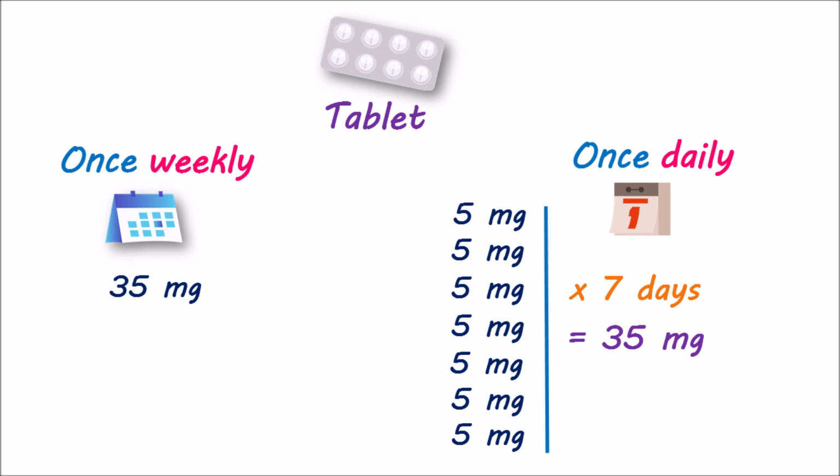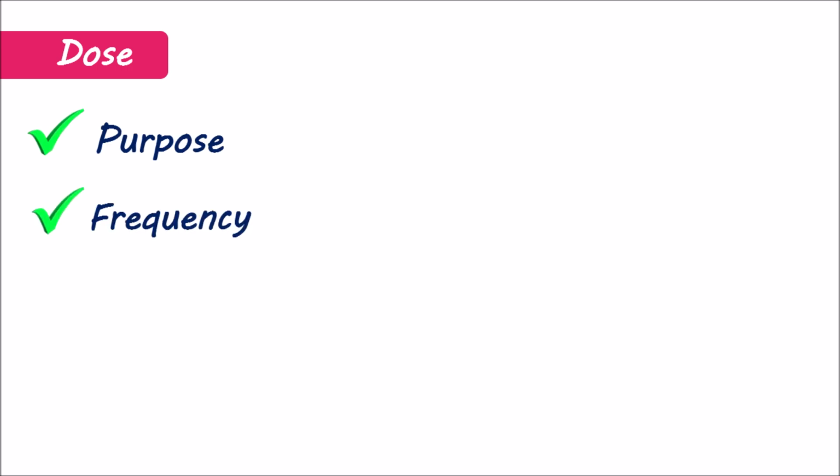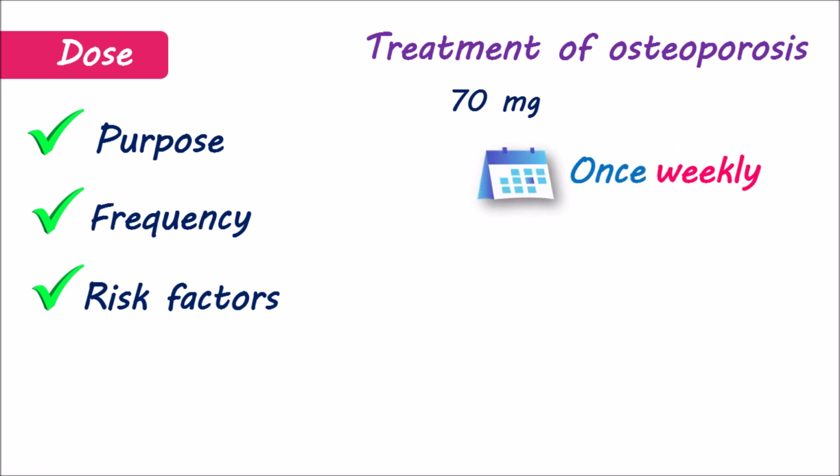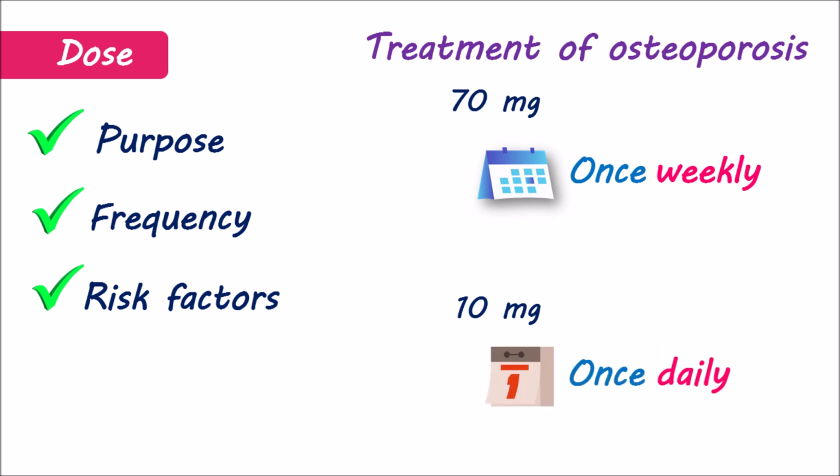Due to its convenience, most doctors prescribe alendronate on a weekly basis. The right dose of alendronate depends on many factors, like the purpose of its use, the frequency of administration, and any existing risk factors. Generally, for the treatment of osteoporosis, you may be given a dose of 70 mg of alendronate sodium once a week. You may also be given 10 mg of alendronate on a daily basis for the same purpose. However, a weekly dosage is more preferred by most patients.